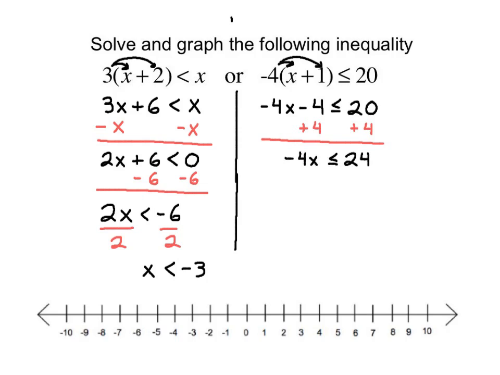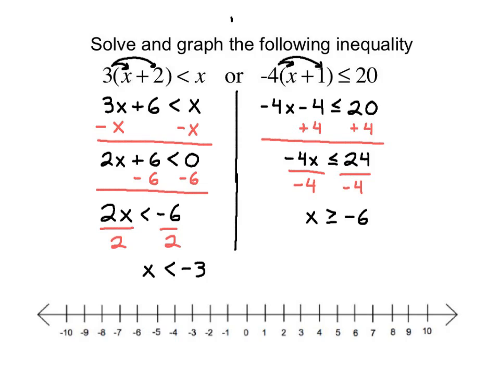And now that the subtraction has been dealt with, now we can deal with the multiplication by negative 4 by dividing by negative 4. And as a result of that division, I am just left with x. Because I divided by this negative 4 here, I do have to change the direction of the inequality. So it switches to a greater than or equal to sign. And then 24 divided by negative 4 is a negative 6.